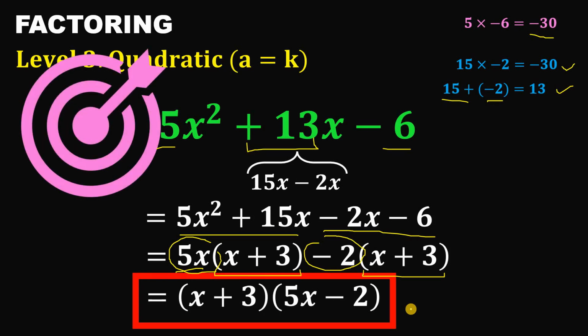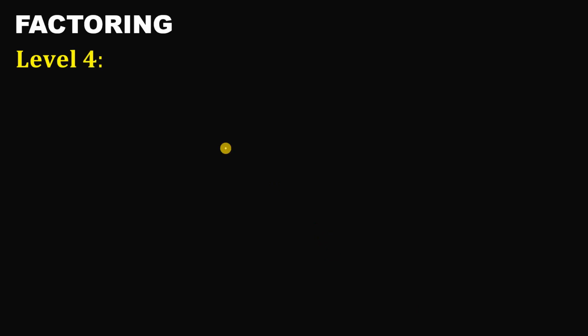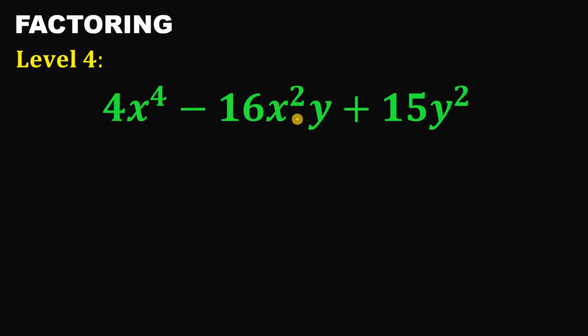Now let's have level number 4. We have 4x to the fourth minus 16x squared y plus 15y squared. Pause this video right now because I will show you the solution in 3, 2, 1. Alright, so to answer this kind of question, we need to consider this as a quadratic equation wherein the coefficient of x squared is any real number. So to factor this out, let's multiply this 4 and 15. This will give us 60.